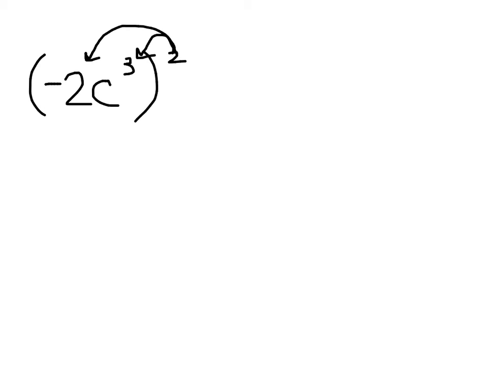And what you do is you end up taking negative 2 to the second, and then on the c, you have c to the third to the second. You multiply the exponents. You're not adding this time. So first of all, what I need to know from you guys is, does anybody know what negative 2 squared is? What's negative 2 times negative 2? Careful. Negative times a negative would be a positive 4.